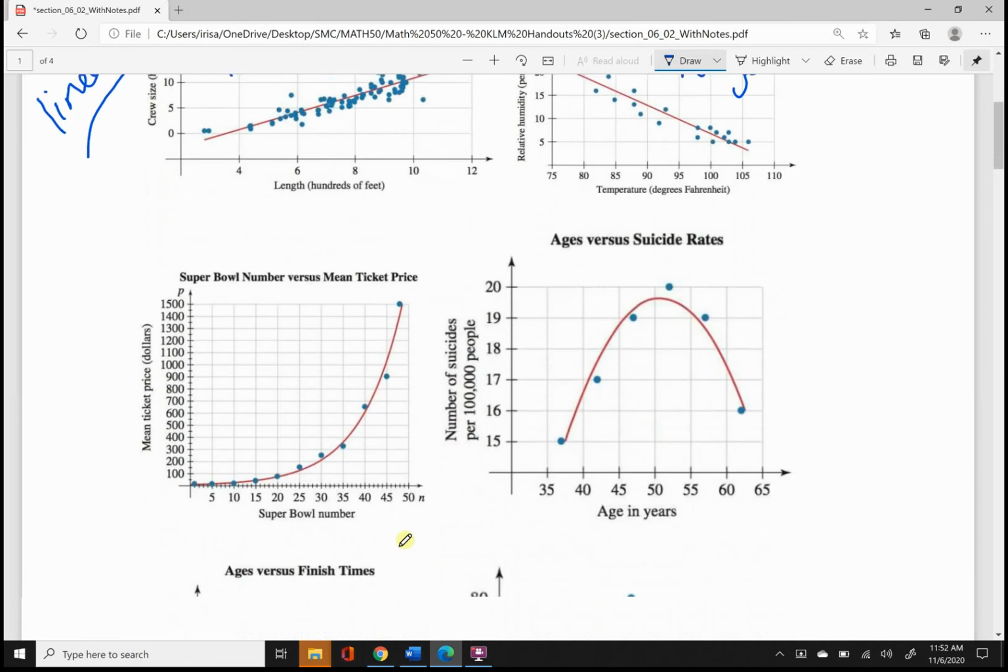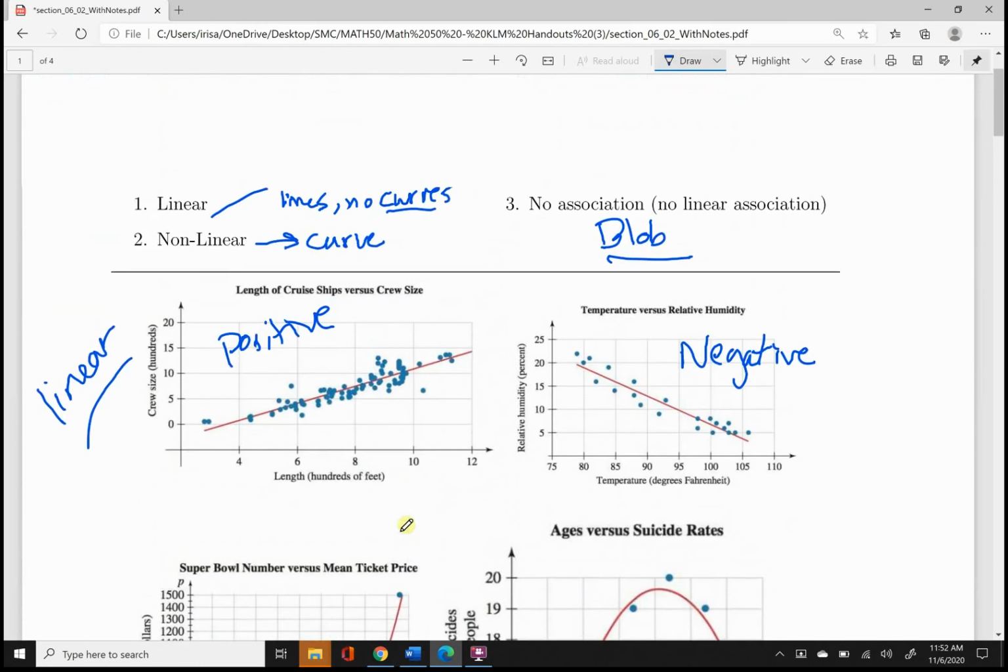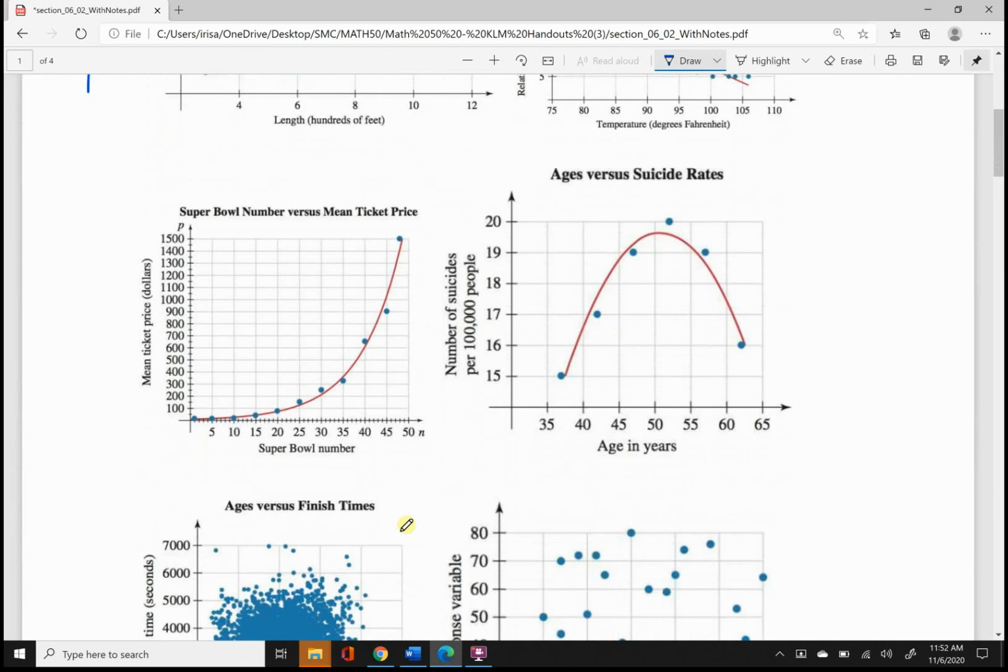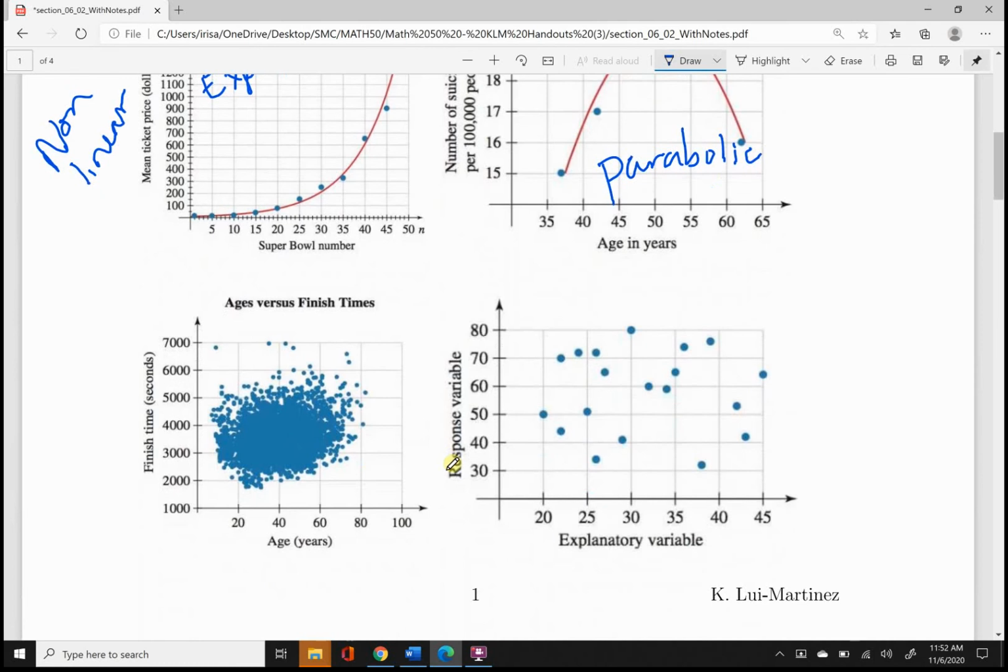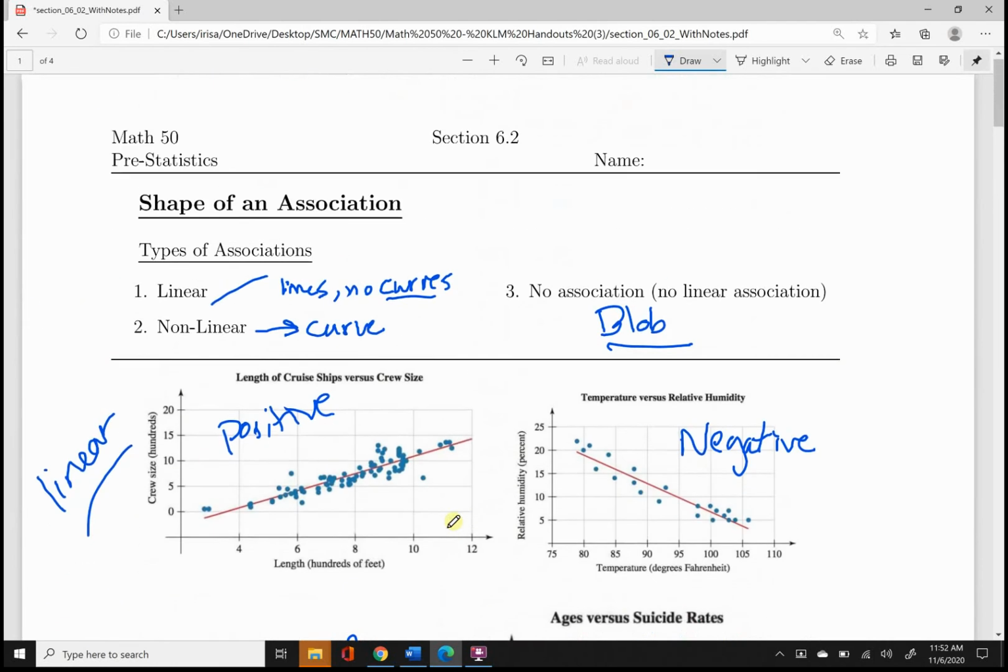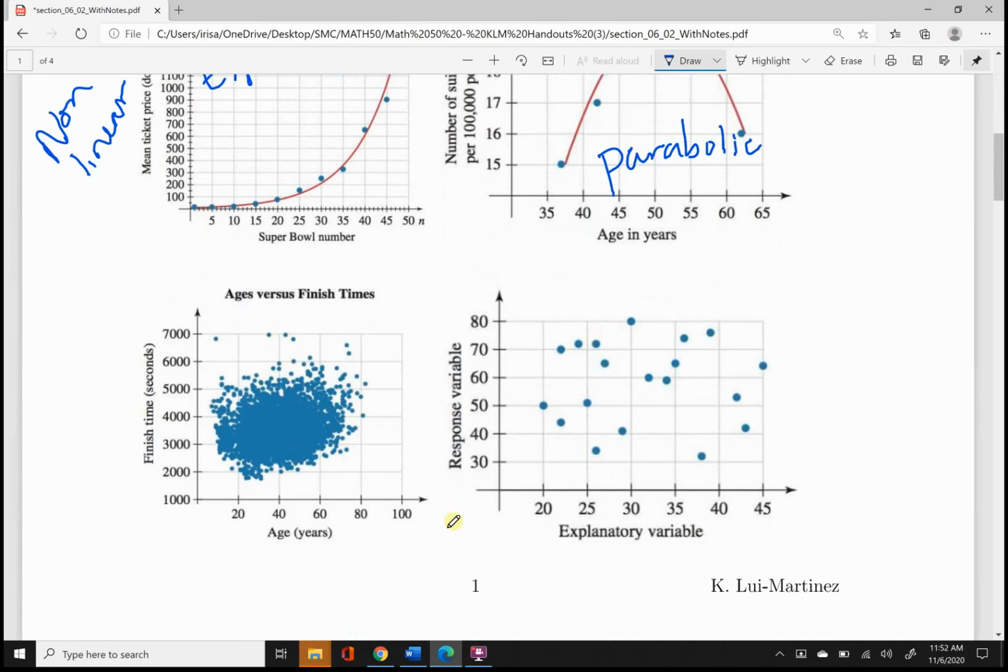Okay, here are some other associations, the non-linear type, and you can see that they follow curves. So this is non-linear. This one is exponential. Not that you need to know this. This is an exponential association. This is a parabolic association. But don't worry about those things too much. We're not going to get into detail on that. And here are the, what's the phrase that we use for this? No association. These are your blobs right here. No association.